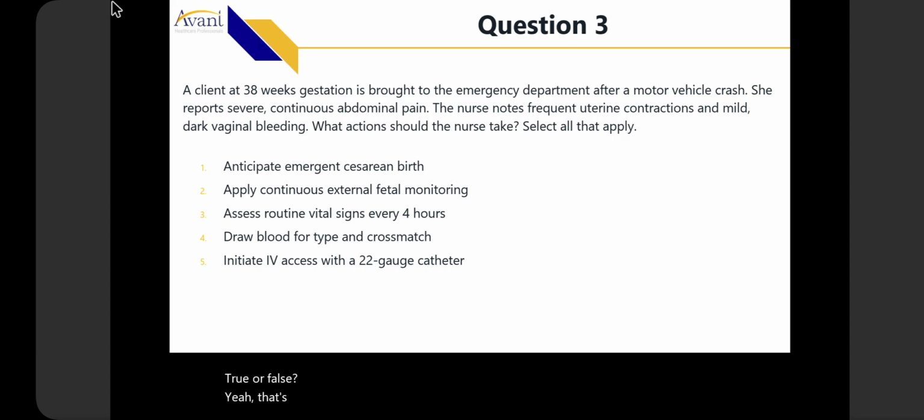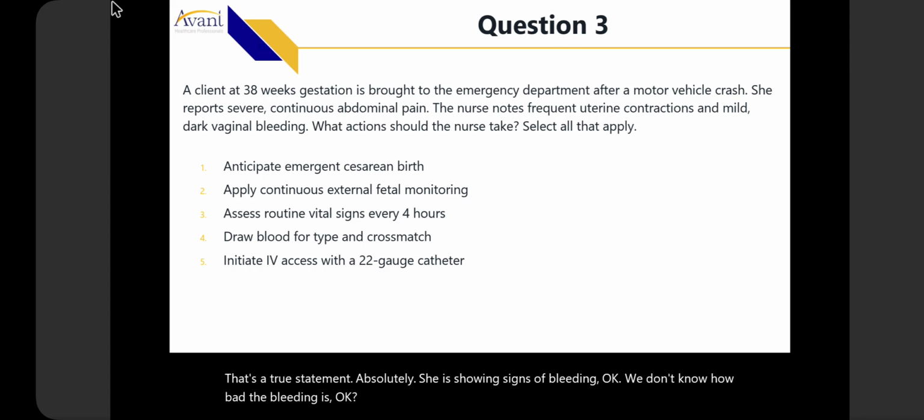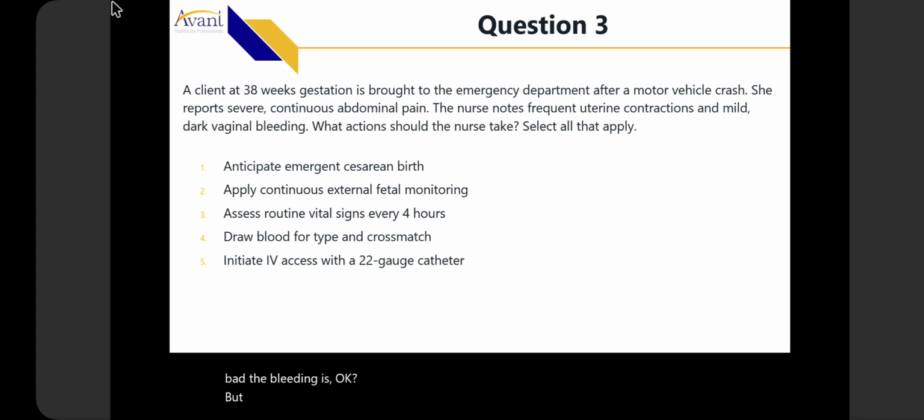Yeah, that's a true statement. Absolutely. She's showing signs of bleeding. Okay. We don't know how bad the bleeding is. But she may need a blood transfusion. Okay. So this is a true statement. All right.